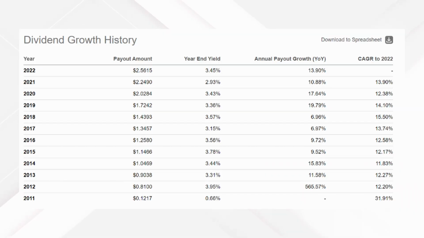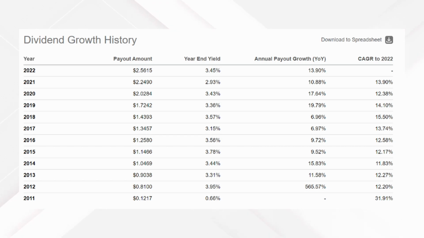You'll often see a lot of people having SCHD in long-term accounts or even in their Roth IRAs for retirement. Now, another table I want to show you is just SCHD's dividend history over time. So this table shows you the dividend growth history from 2011 all the way up to 2022.